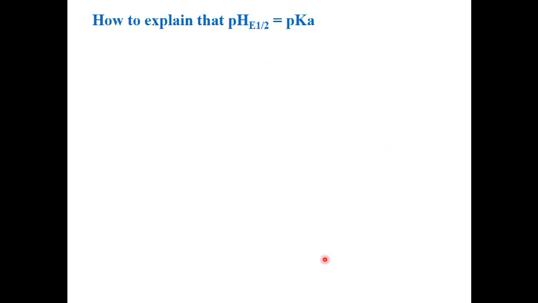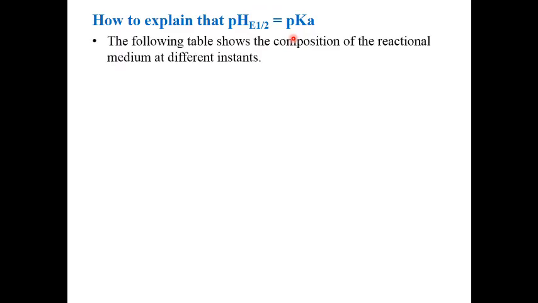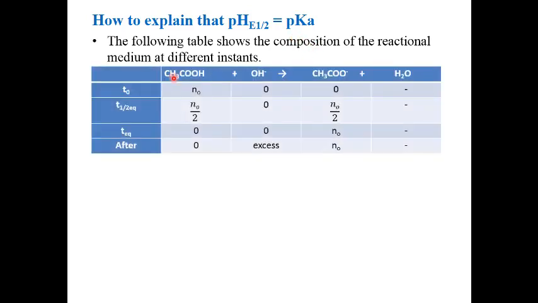The most important thing is how to explain that the pH at half equivalence is equal to the pKa of the acid-base pair used. Look how. The following table shows the composition of the reactional medium at different instants. Pay attention to this. This is the titration equation. It is a complete one. We have in the beaker the weak acid, CH3COOH, and in the burette OH- that is added point by point. The products when they react together in the beaker are the acetate ion and H2O, which is the solvent. Now at T0 in the beaker we have only the acid. We don't have a base, and definitely we don't have the product.